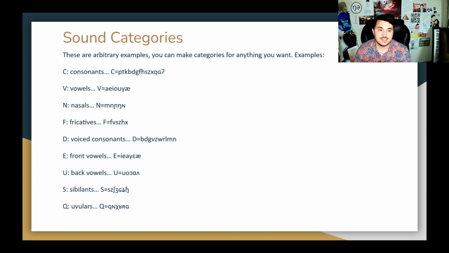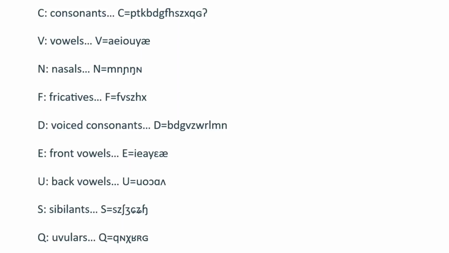Now we're going to talk about these sound categories. These are arbitrary examples, but you can make categories for any sounds that you want. You have consonants. You could have the letter C represent just all consonants. You could have the letter V represent all vowels. You could have N represent all nasals. F for fricatives. You could have something for voiced consonants. I chose D for this one. Again, all of these are arbitrary. I just happened to choose D for voiced consonants.